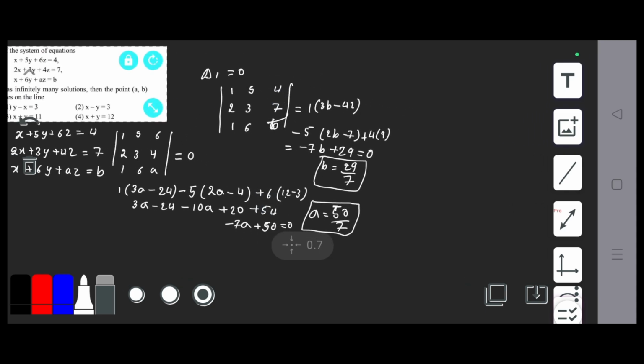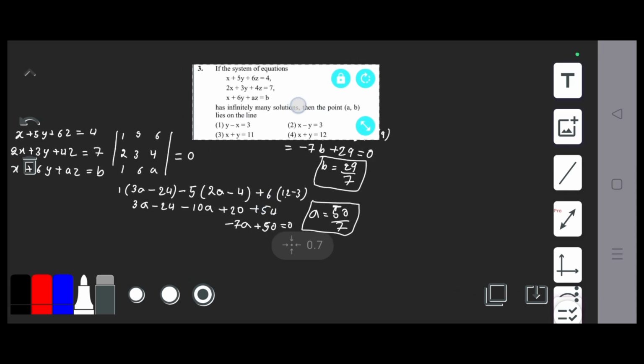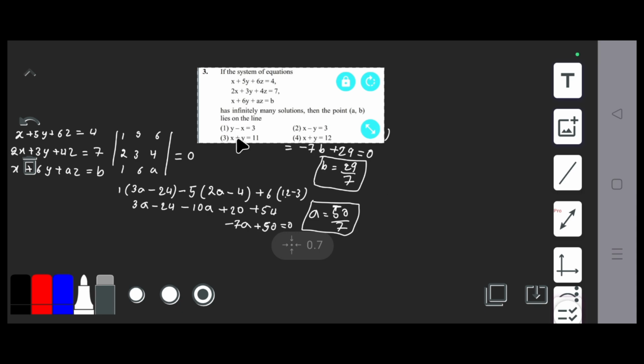Now look at the problem once more. We substitute the values, because a, b are the solution of the given equation. For the first option, y is 29 by 7 minus x, which is 50 by 7, and the option says this is equal to 3. The left side is minus 3 and the right side is 3, so they are not equal. The first option is wrong.